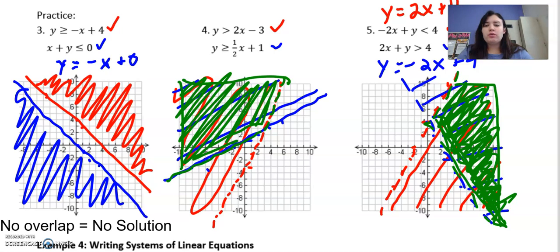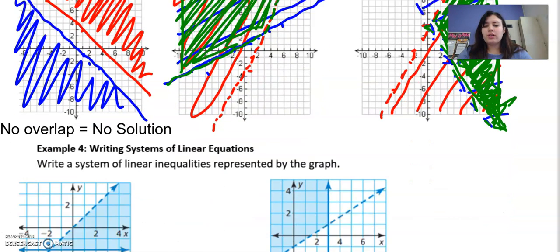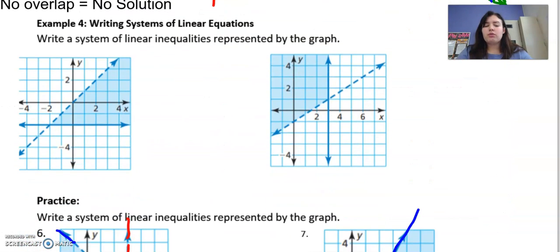Just to review, we are doing solid lines for equal to or less equal to, whether it's greater than or less than, and then we are doing dotted lines if it's only less than or greater than. And we're doing a testing point to do our shading. So if you need to pause it so you can check your answers, that's fine. We're going to move on to example 4.